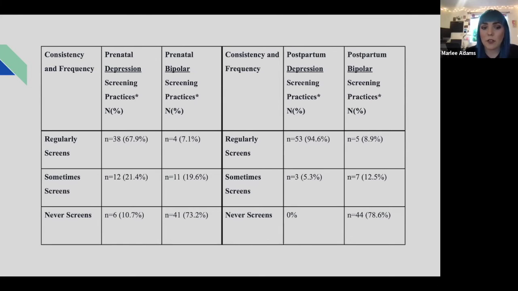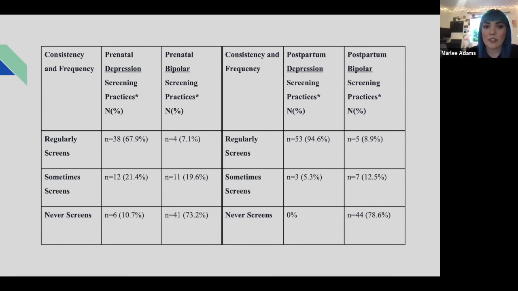73% never screened prenatally for bipolar, but only 10% never screened prenatally for depression. Moving to postpartum, almost 95% of midwives were regularly screening for postpartum depression, and almost nobody reported never screening for it. On the converse, almost 79% of midwives taking the survey reported never screening for postpartum bipolar disorder. So we're comparing 0% versus almost 79% here.